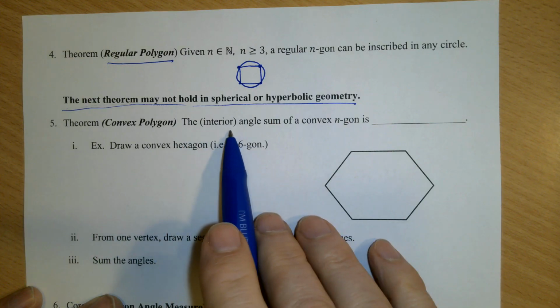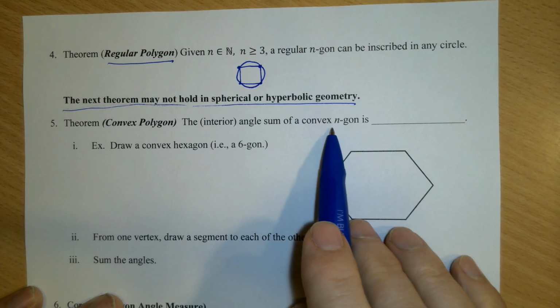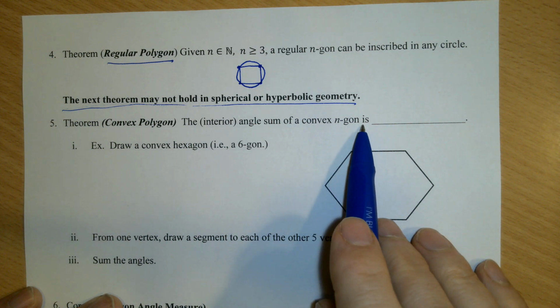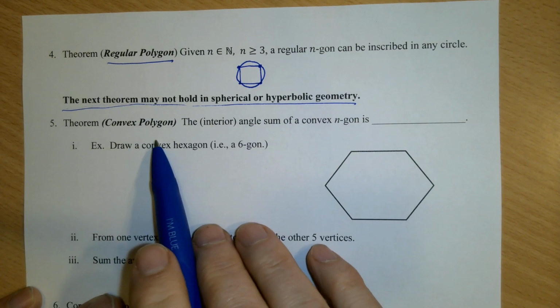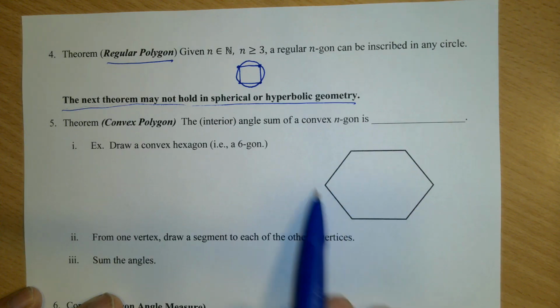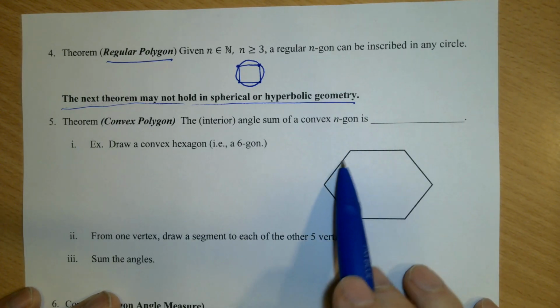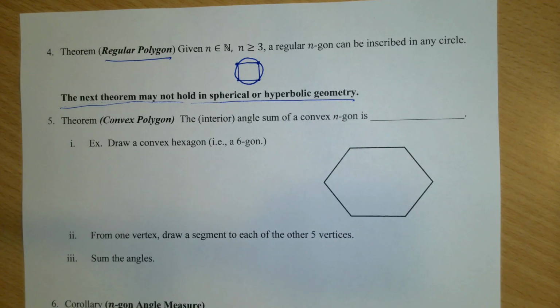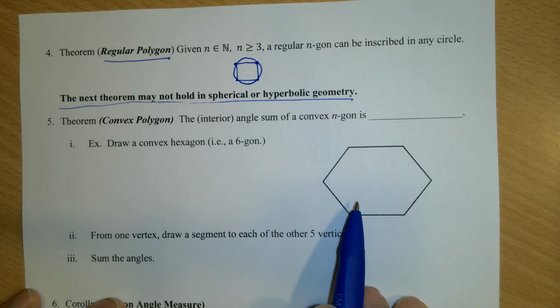Well, what is the interior angle sum of a convex n-gon? Let's see if we can figure it out before we write the formula here. This does not need to be a regular polygon, just convex. Here's a picture of a convex polygon, and it's not regular. You can see this side is longer than this side, for example. Okay, so here is our convex hexagon or sixgon.